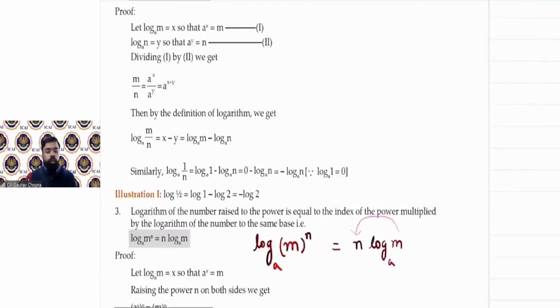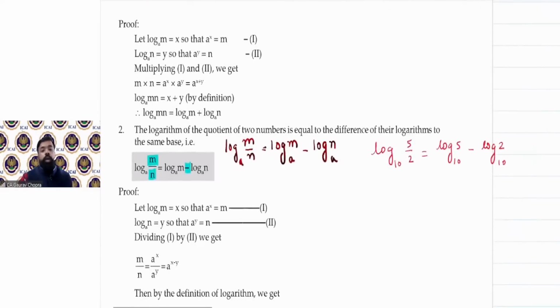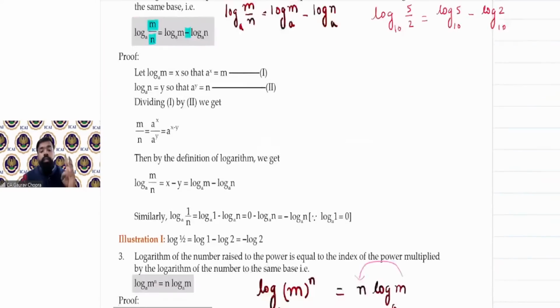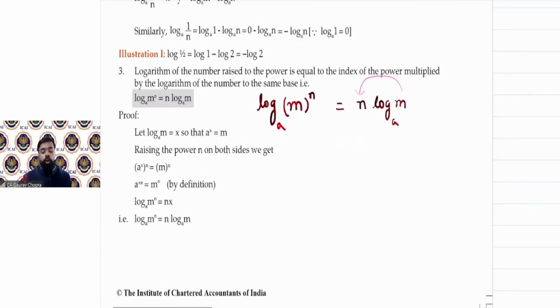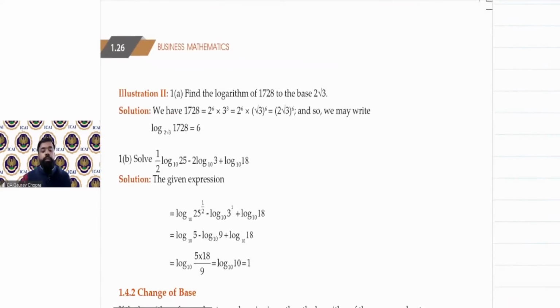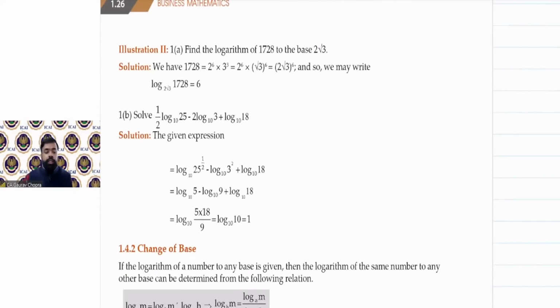So the first property was log of mn, which is log m plus log n. The second property, log m upon n, is log m minus log n. The third property, log of m to the power n, is n multiplied by log of m. So these are the three basic properties. Using these, we have to solve some illustrations. Let's begin with illustration number 2.